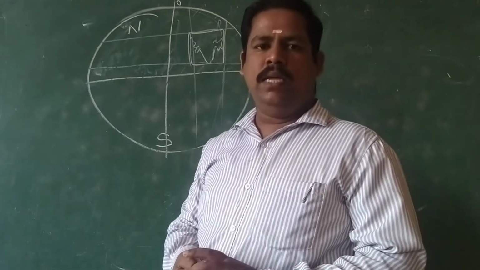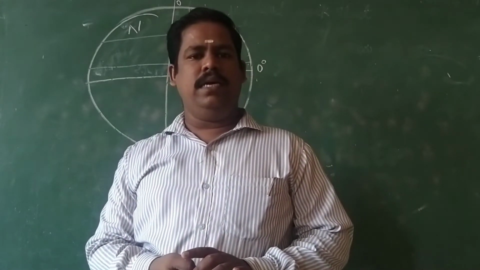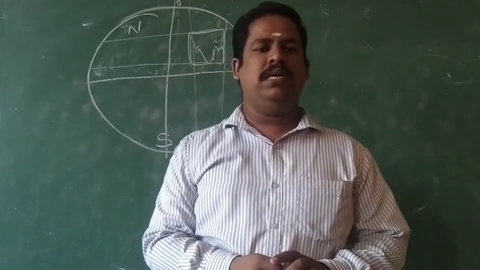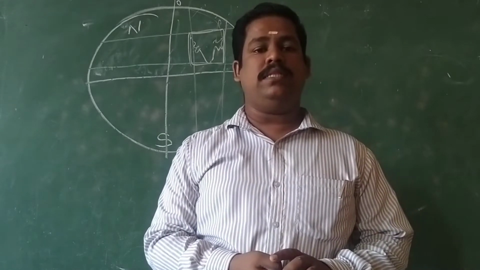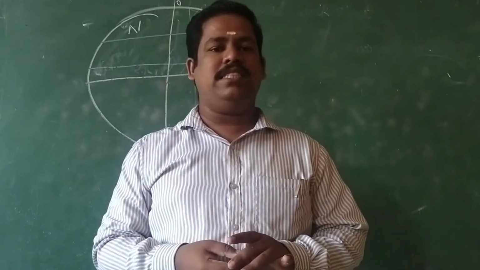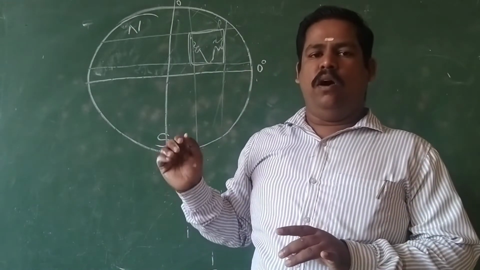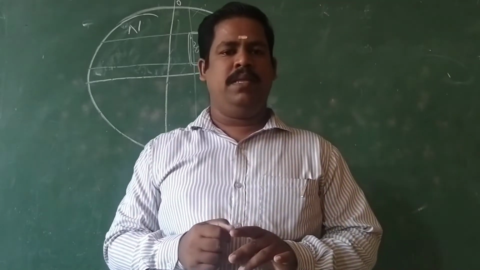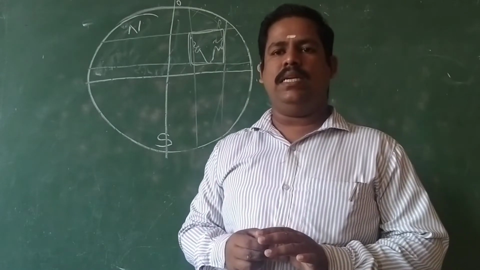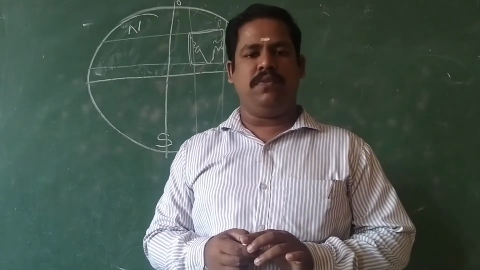So, 2 mark question: explain the locational settings of India. The answer is: India is located in the northeastern hemisphere. Its latitudinal extension is 8 degree 4 minute north latitude to 37 degree 6 minute north latitude. Earlier I made a mistake, it is 37 degree 6 minute north latitude. The longitudinal extension of India is 68 degree 7 minute east longitude to 97 degree 25 minute east longitude.